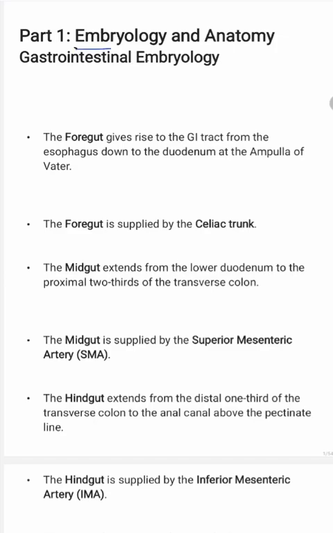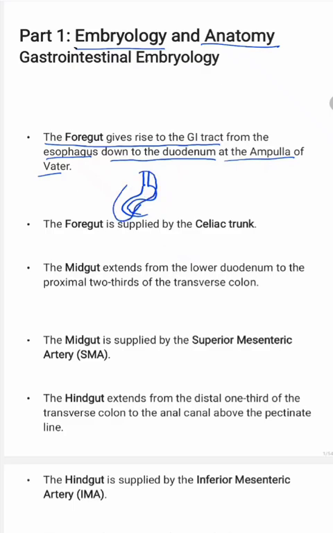First of all, we will discuss embryology, then we will discuss anatomy. So the foregut gives rise to the GI tract from esophagus down to the duodenum at the ampulla of Vater. Okay, so this is esophagus, this is stomach, then duodenum where the ampulla of Vater opens. So these parts develop from the foregut, and the foregut is supplied by the celiac trunk.